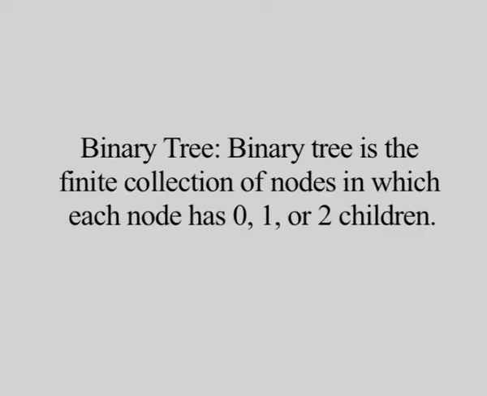Now, let us discuss a special kind of tree known as a binary tree. A binary tree can be defined as a finite collection of nodes where each node can have 0, 1, or 2 children. The nodes in the tree must be ordered. This means that nodes can be a left node or a right node. The left node means the node must be drawn on the left side of its parent, and the right node means the node must be drawn on the right side of its parent node.